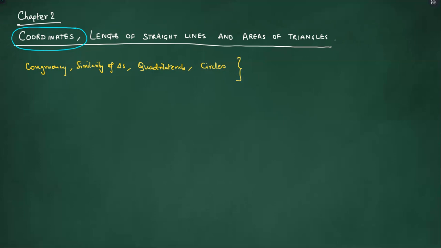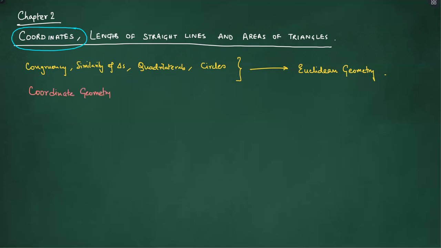All of these things, where you're purely dealing with plane geometry, will come under the purview of Euclidean geometry. All of the things that you have learned in class 10 in geometry are Euclidean geometry. But what we are going to learn now is something called coordinate geometry. So what do you mean by this term coordinate geometry?